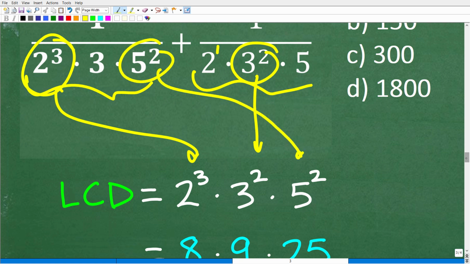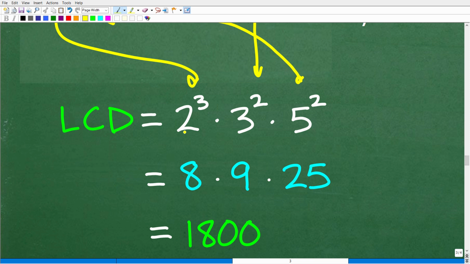All right, so to get the LCD, all we have to do is go, all right, 2 cubed is 2 times 2 times 2 is 8, 3 squared is 9, 5 squared is 25. And again, even without a calculator, just do some basic math here. And this is a multiple choice question. You can clearly see that the answer here is 1800, or 8 times 9 times 25.